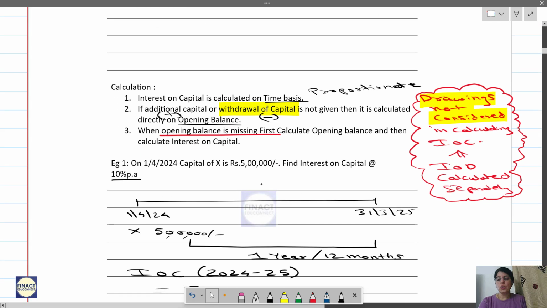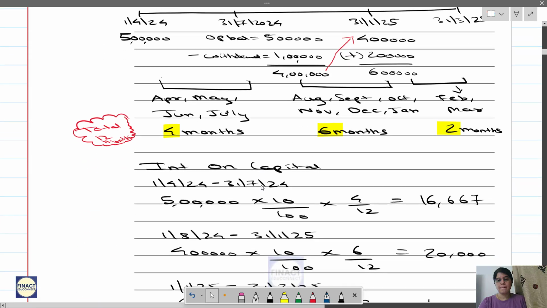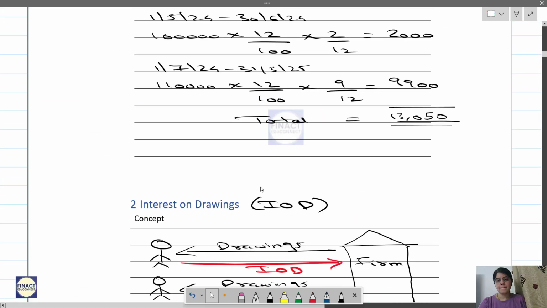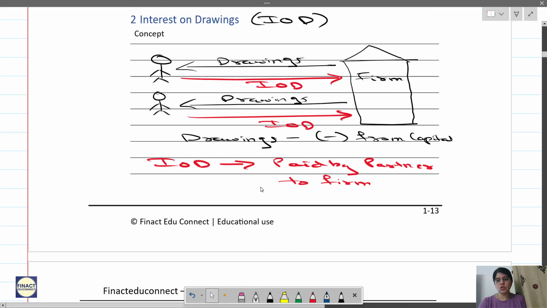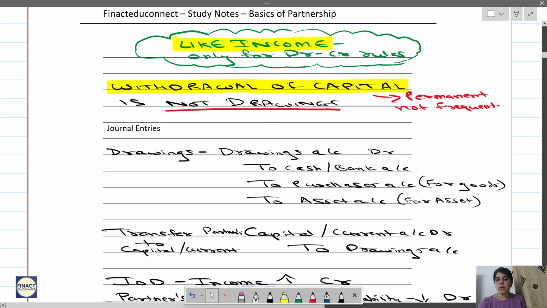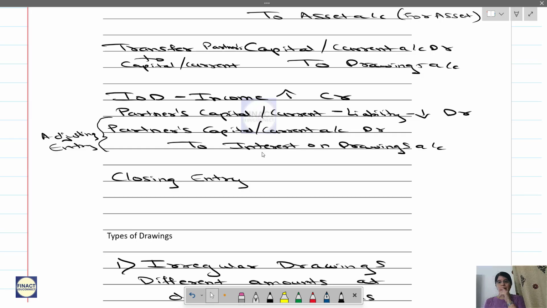Now let's go to interest on drawings. Interest on drawings is on page 1.14. Interest on drawings is also like income, so it will go to the profit and loss appropriation account. Now interest on drawings has a credit balance. I need to close it, so I will debit it. I will transfer it. So closing entry, also known as a transfer entry.